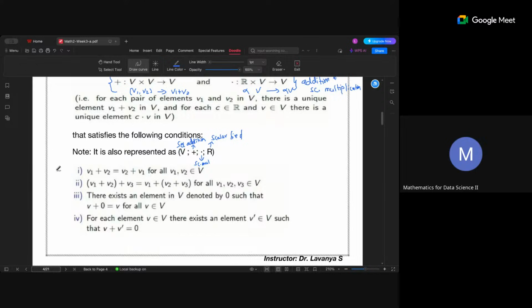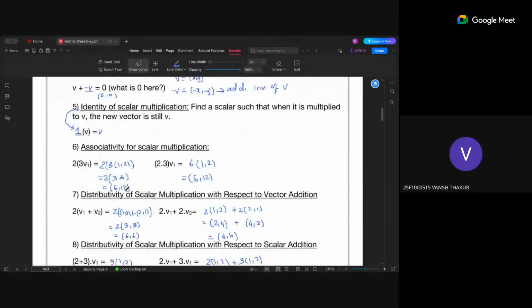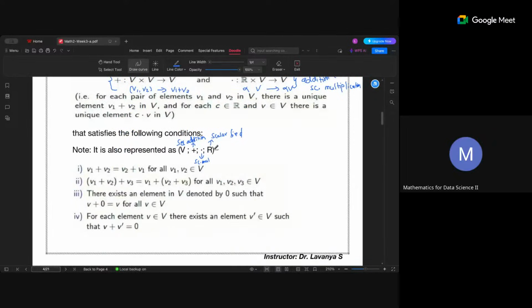This is the commutativity of addition, right? Commutativity of addition which we have noted down. R here is the set of all real numbers. The range of the number, right? Real numbers, not range. They are real numbers.